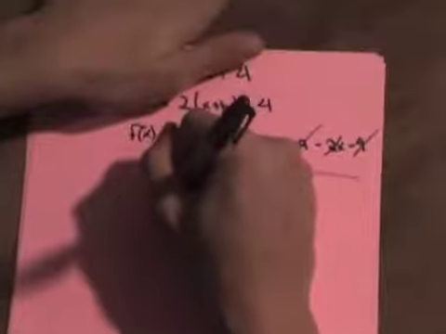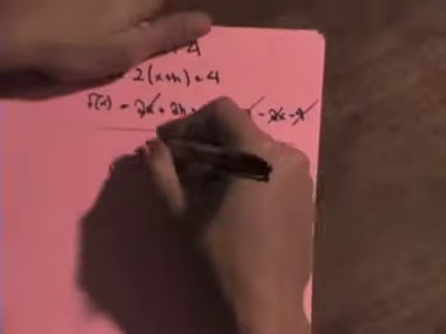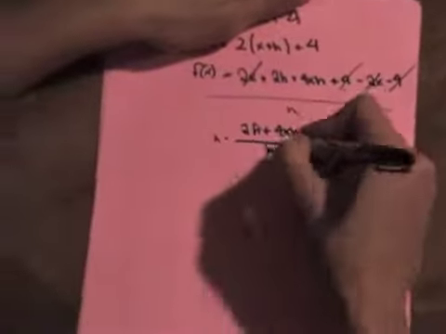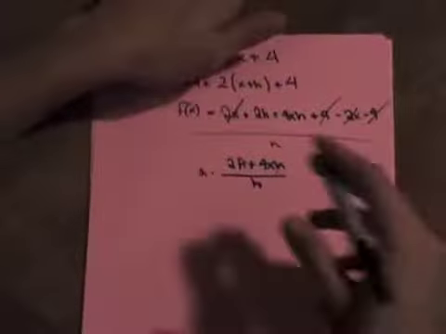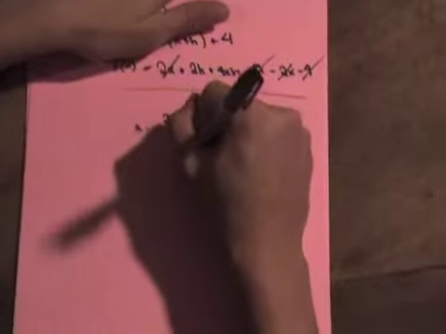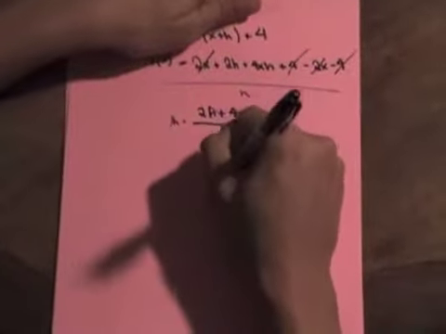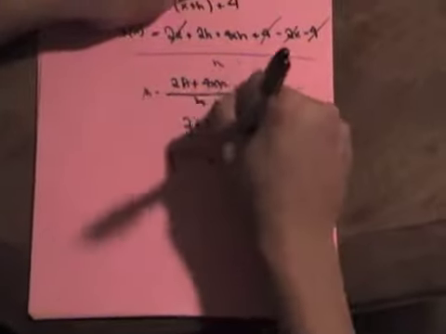So now we can use the h's to cancel out. Pretty much all the h's are going to disappear. We're going to be left with 2. And that's going to be our answer.